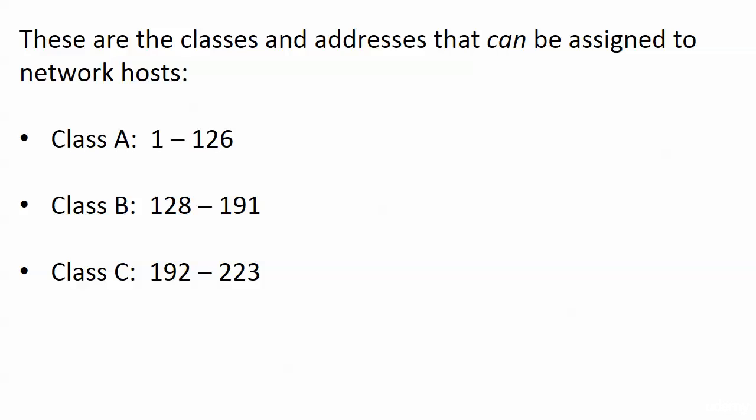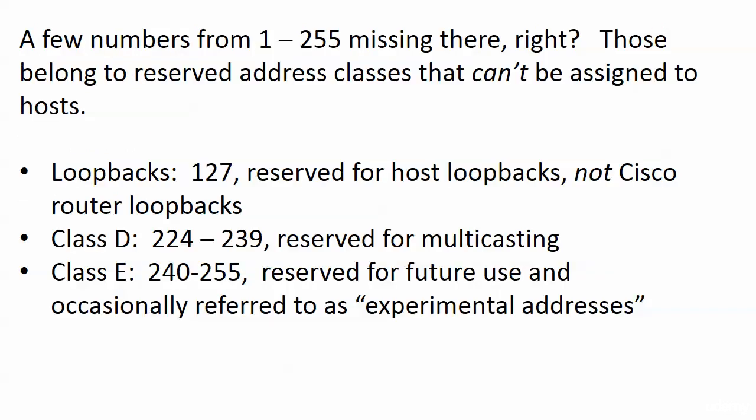And you may be saying, Chris, you left a few out. Well, I didn't leave a few out, but we have some numbers that are reserved that can't be assigned to hosts. And the first one, loopbacks, 127. Any address that belongs to 127 is a loopback address. Please note these are reserved for host loopback interfaces, not Cisco router loopback interfaces. And these are interfaces, again, we'll be creating later.